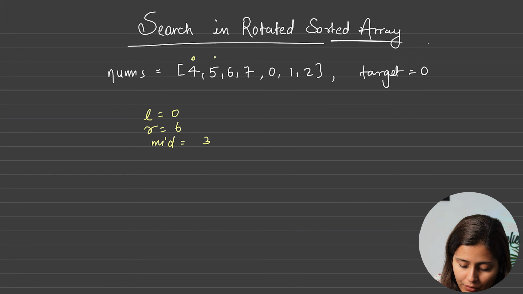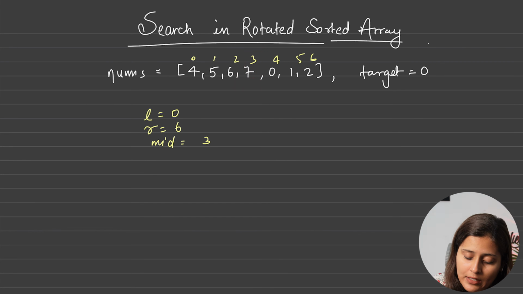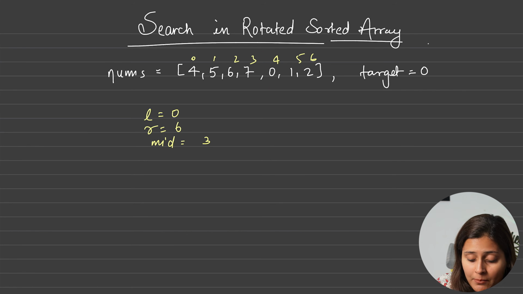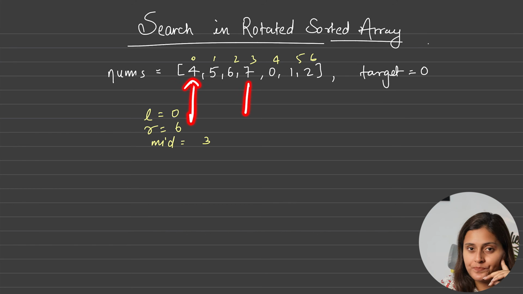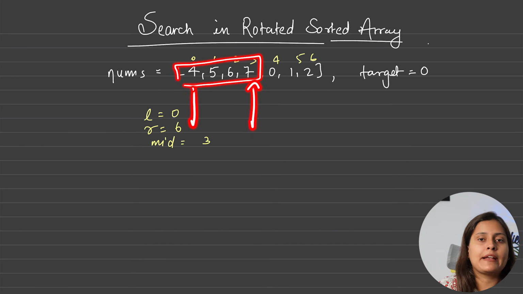0, 1, 2, 3, 4, 5, 6. Okay, third index is here, like 7 is the number. So do you think the left part is sorted or the right part is sorted? But how did you come to know that the left part is sorted? Basically you have compared this number to this number, yes or no? Means if this part is sorted, for sure your 7 will be greater than your left index value.